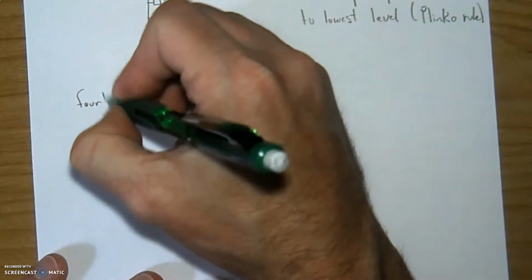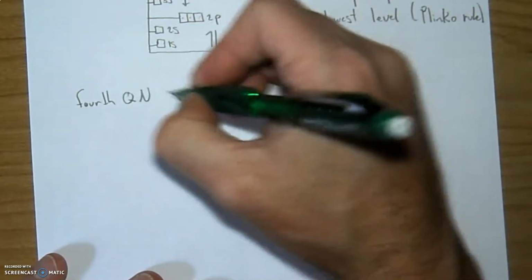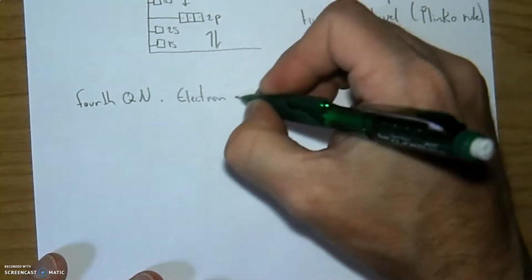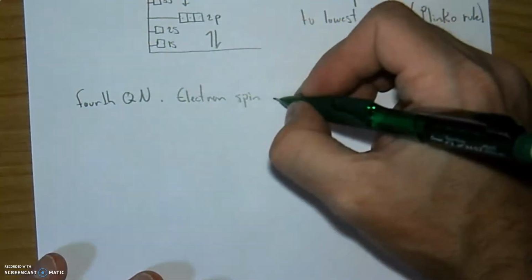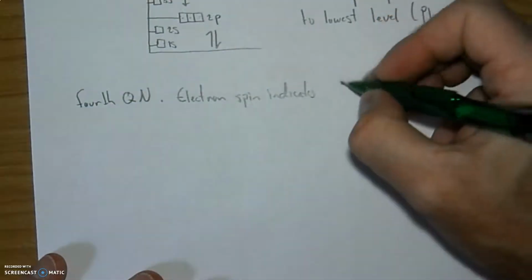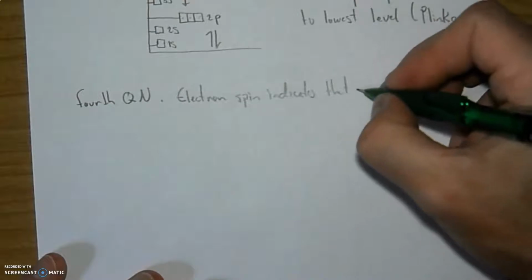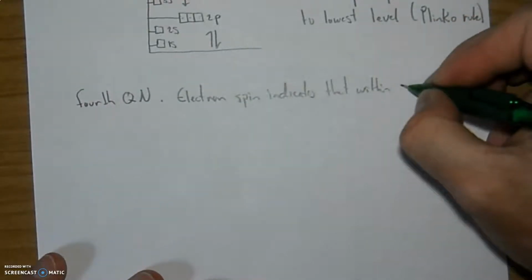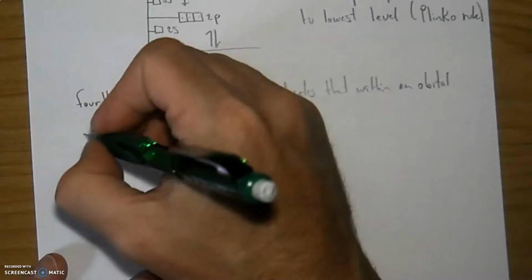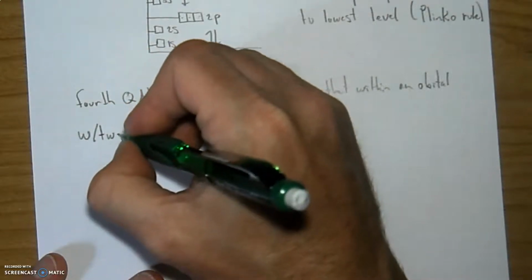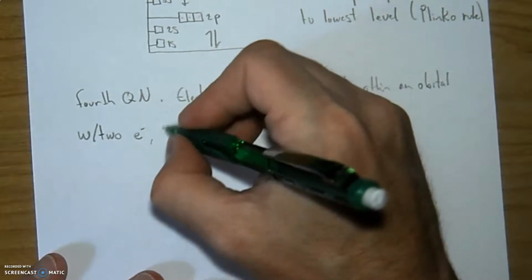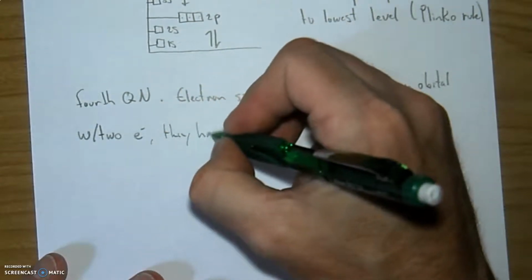The 4th quantum number, because of electron spin, what that does for us is it indicates that within an orbital with 2 electrons, they have opposite spin.